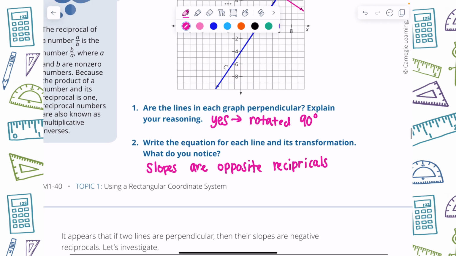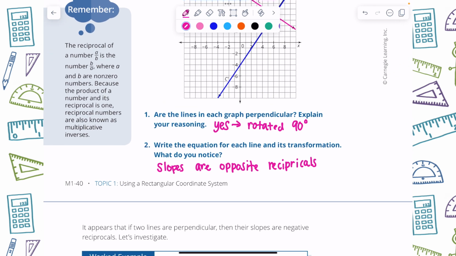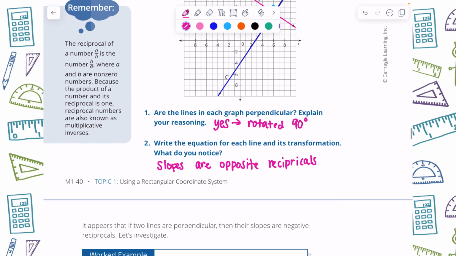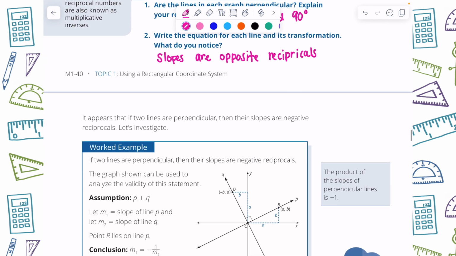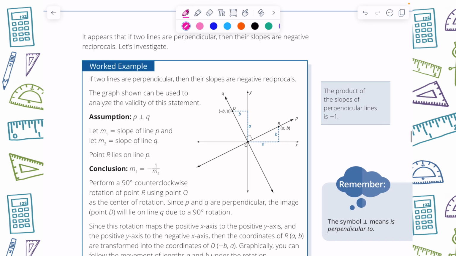Perpendicular lines have opposite reciprocal slopes. If we look at this next page, let's look at this blue box over to the side. It says the product of the slopes of perpendicular lines is -1. That is just another way to say that the perpendicular lines have opposite reciprocal slopes.